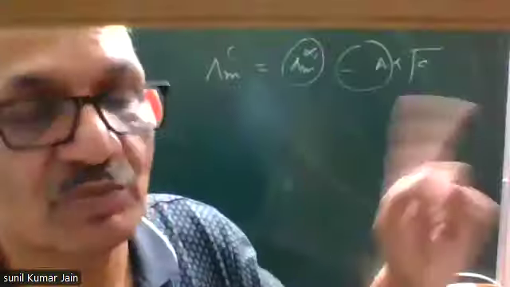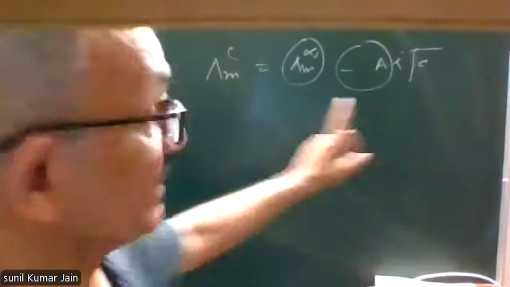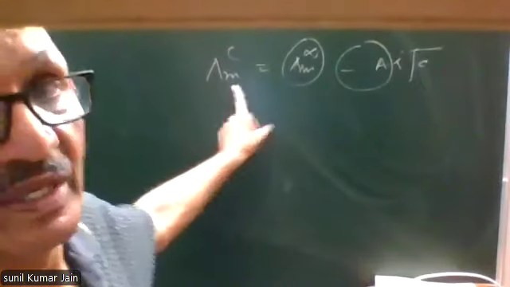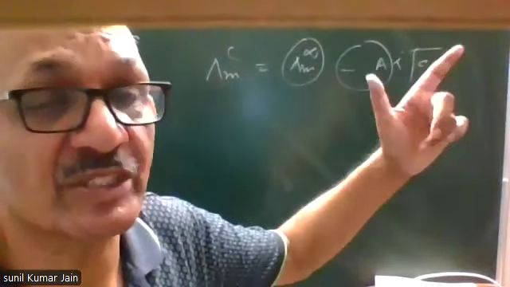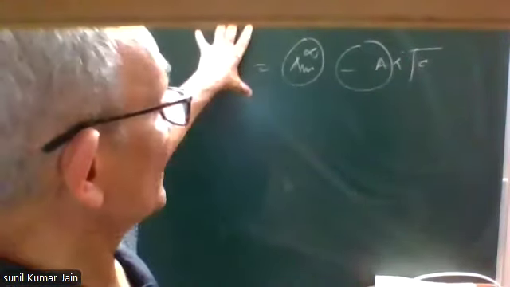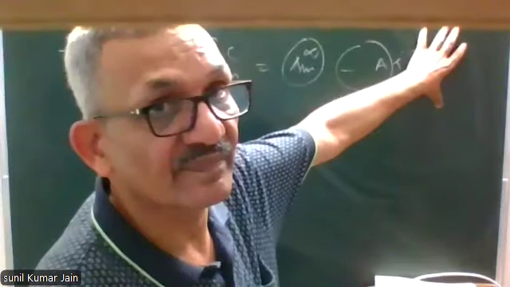Sir, what is lambda m equal to? Lambda m is molar conductivity. I'm saying lambda mc and lambda m infinity. Lambda mc is molar conductivity at concentration C, because this will change with change in concentration. This is y and this is x.